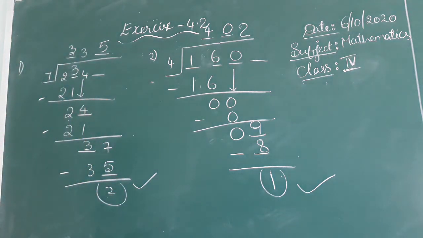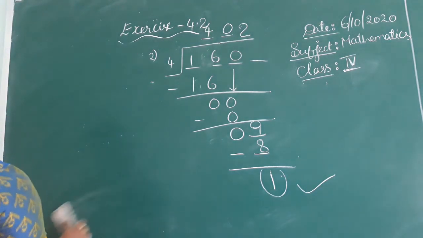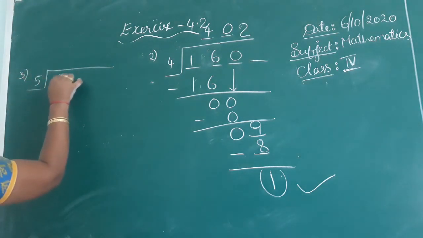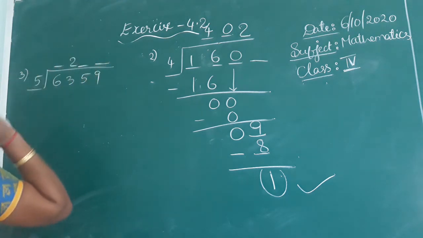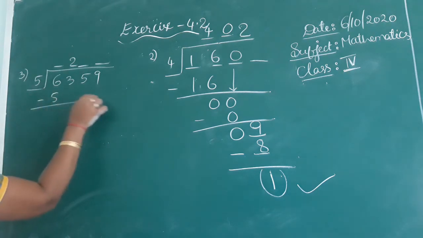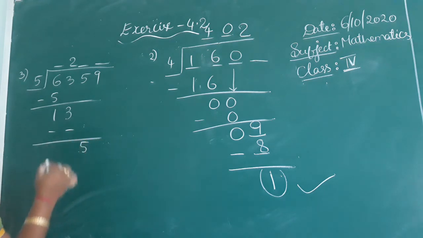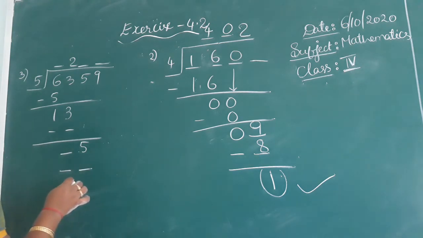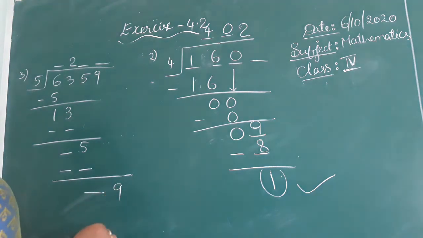Okay. See the third one. 5 divides 6 3 5 9 blank 2 blank 9, 5 1 3, 5, blank 9.